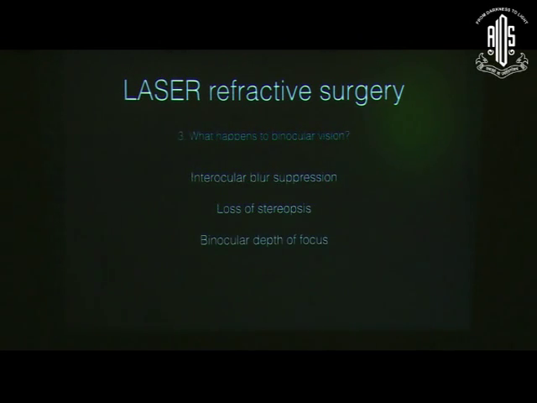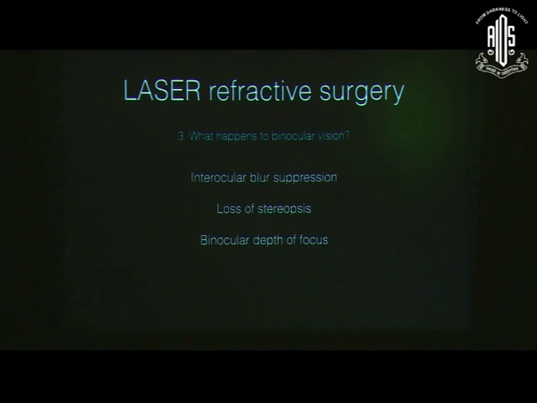What about binocular vision? What happens to binocularity? Because obviously monovision means you're trying to see with one eye at a time. Monovision basically works by something called interocular blur suppression. That is, if you have two images seen on both the eyes, both images are slightly different. The image that is slightly blurred is going to be suppressed automatically by your brain, and you're going to be seeing the clearer image. So you're going to lose binocular activity.